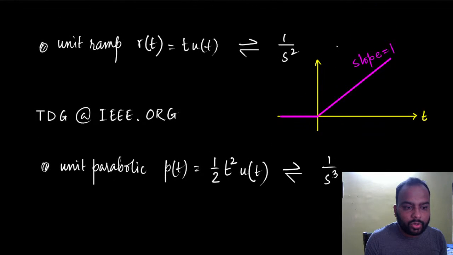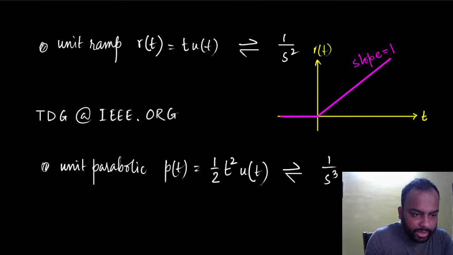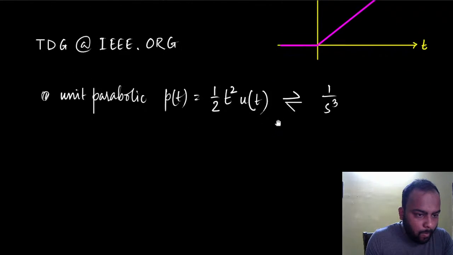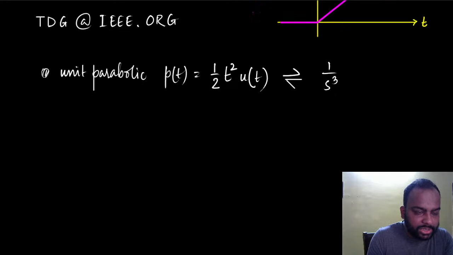Again, as time elapses, after each second the magnitude rises by a value of 1. So this is your ramp signal. Again, this r has got nothing to do with the reference signal here, right? And this is the unit parabolic signal, and let me just draw it once again.